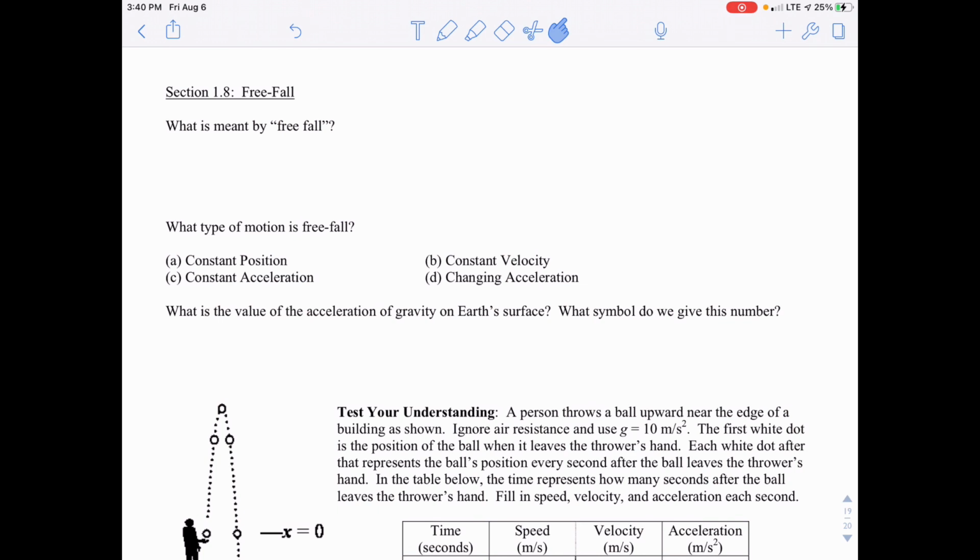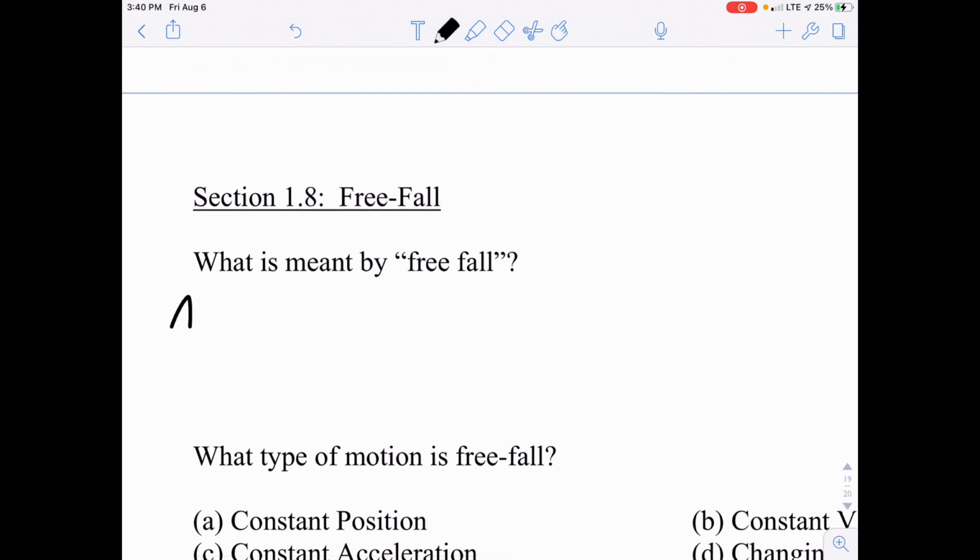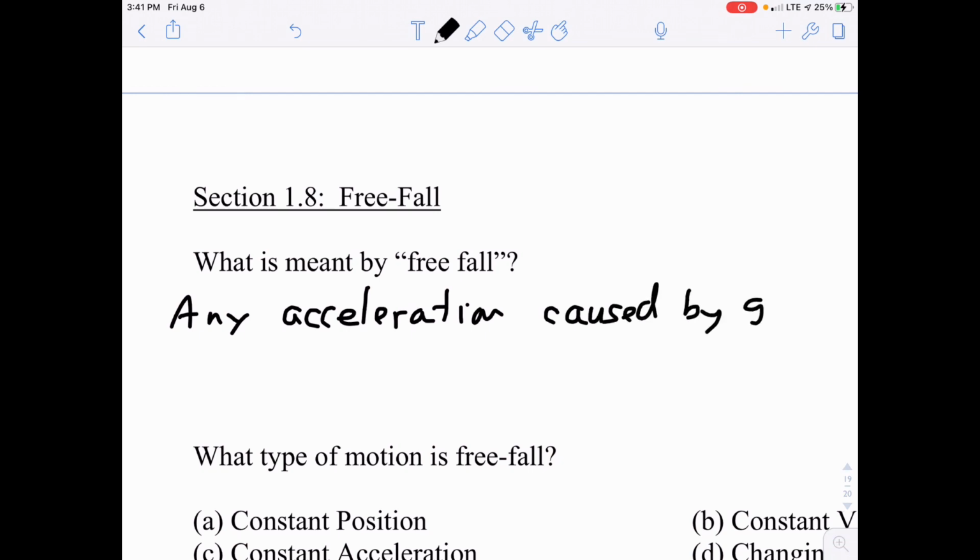Okay, and what is meant by free fall? What does that even mean? Well, here's the deal. Free fall is essentially any acceleration that is caused by gravity. So if gravity caused something to accelerate, that's free fall acceleration. Okay, it is still constant acceleration, but it's constant acceleration due to gravity.